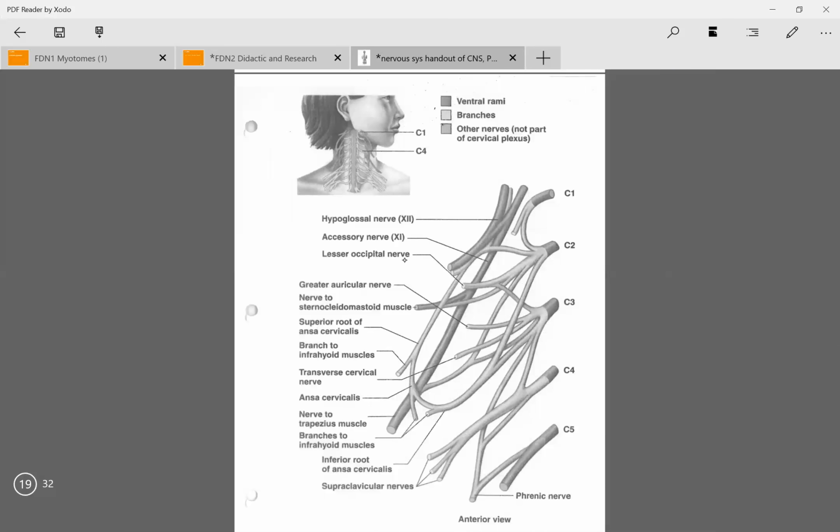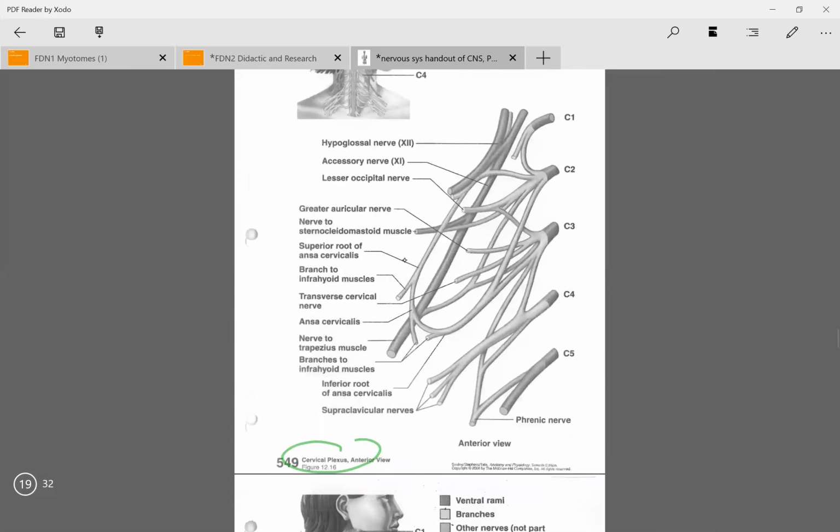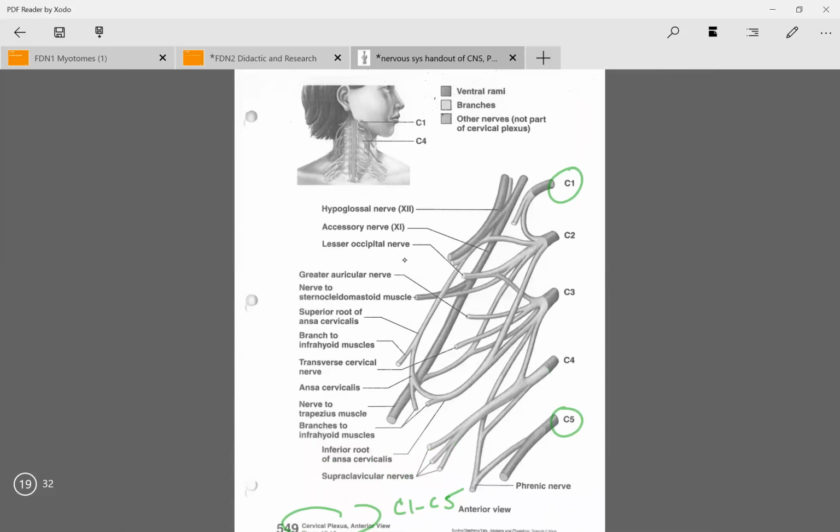Okay. The cervical plexus is C1 to C5. So these are the nerves that come out of your neck and innervate different areas in your neck, throat area.